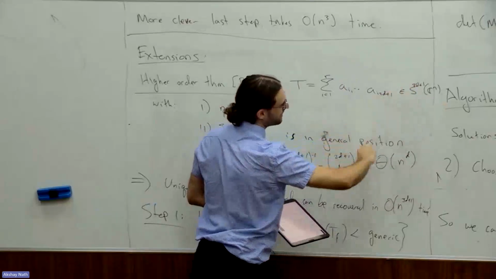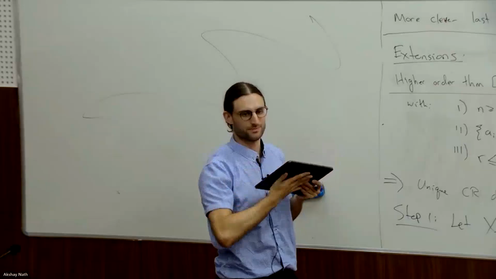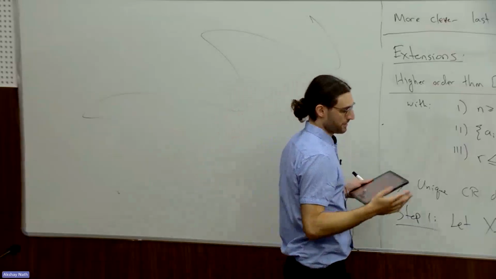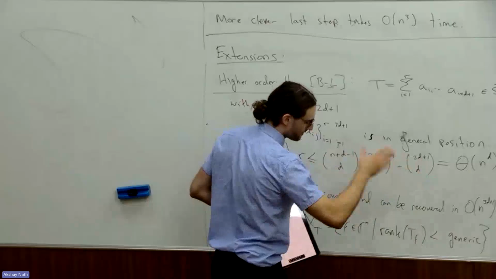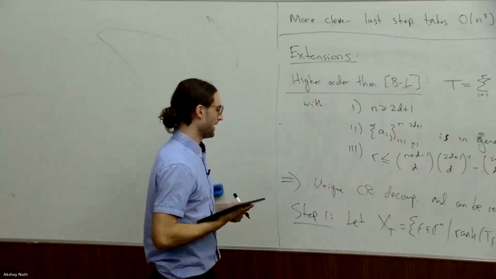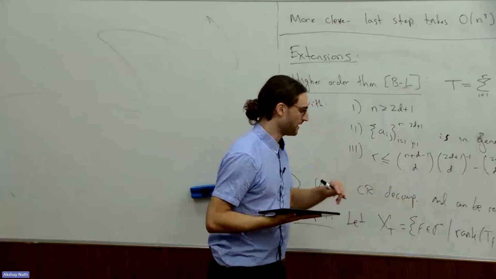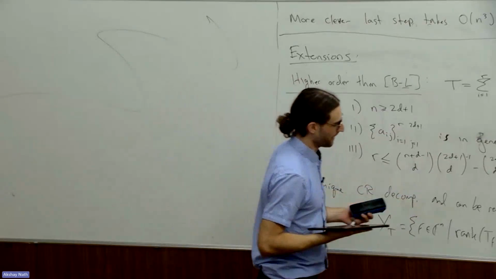Now I just have 2D of them, and now I'm going to view it as a square matrix. And then you're going to get a generic rank. If you just pick a random F, with probability 1, you'll always get the same rank. It'll be the maximum rank. And then I'm going to let xt be the set of forms that make you actually have less than generic rank.